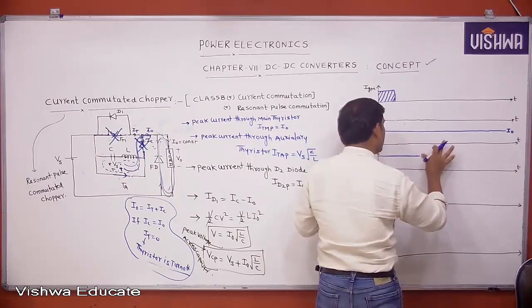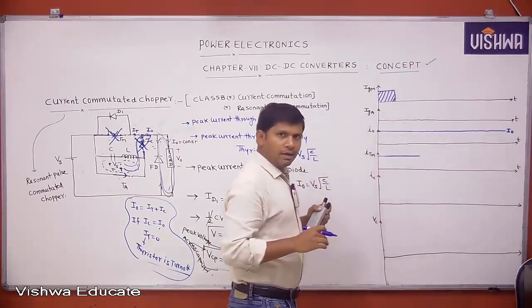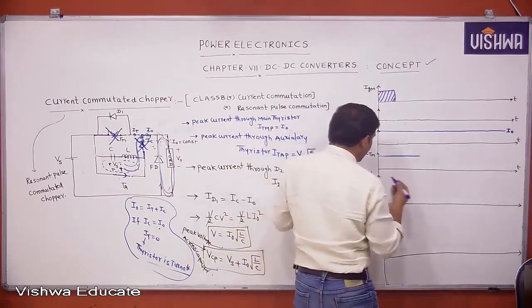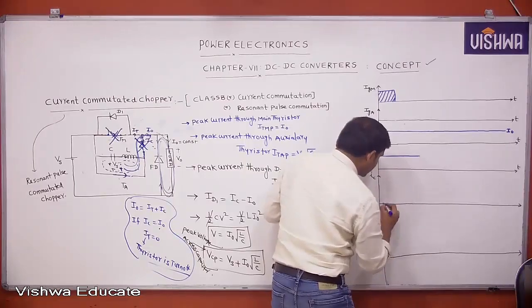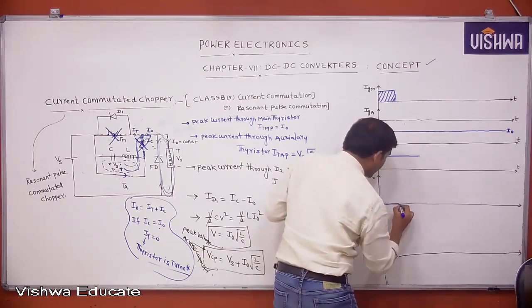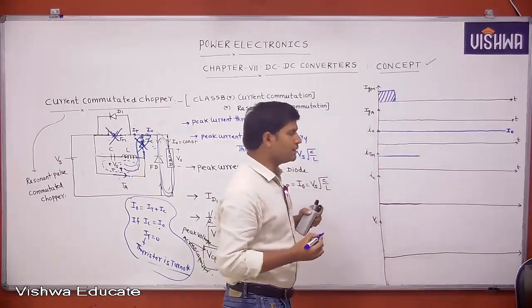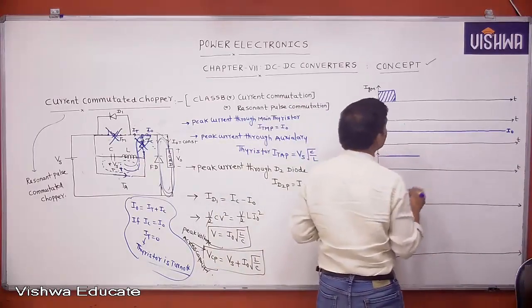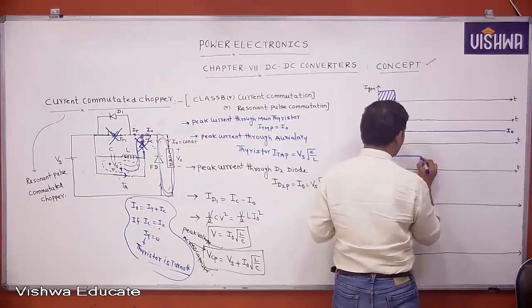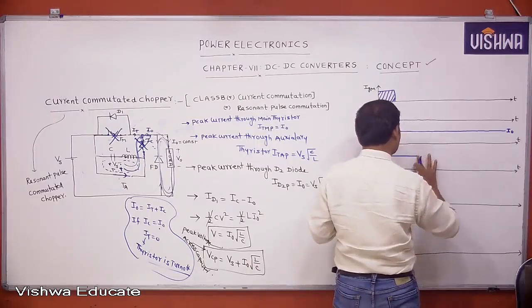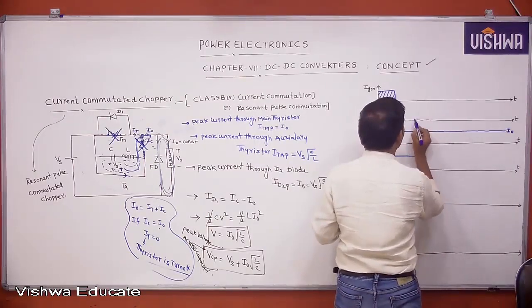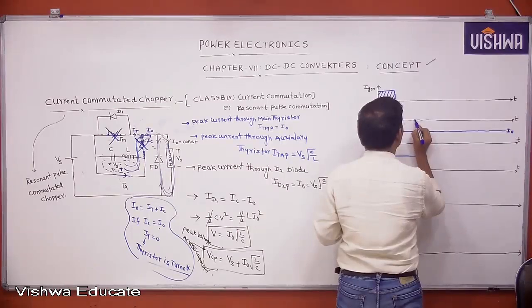It's applying the current to the load. During the triggering of the main thyristor, there is no capacitor current. Capacitor current is 0. Capacitor is not discharging. At this instant, we trigger the auxiliary thyristor. This is the triggering pulse applied to the auxiliary thyristor.